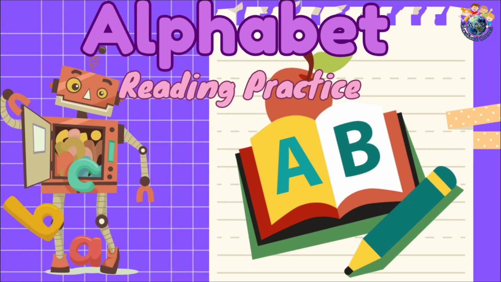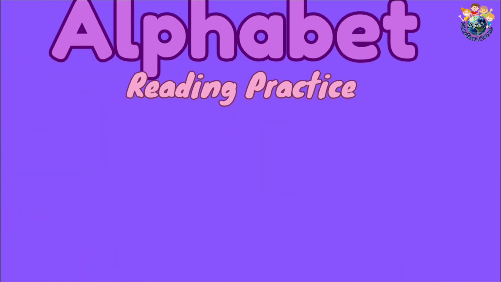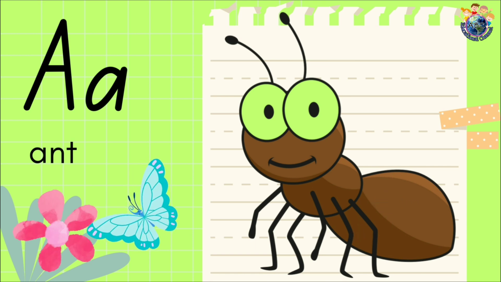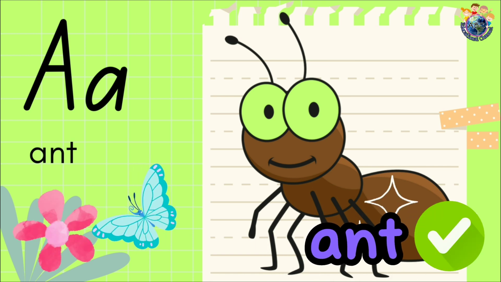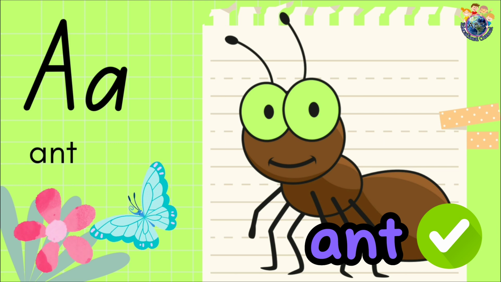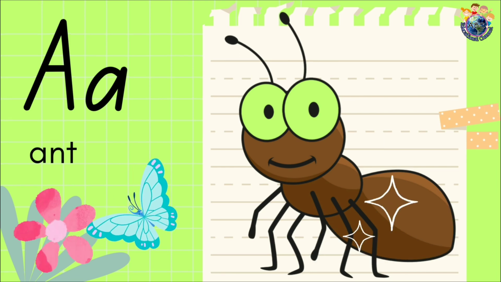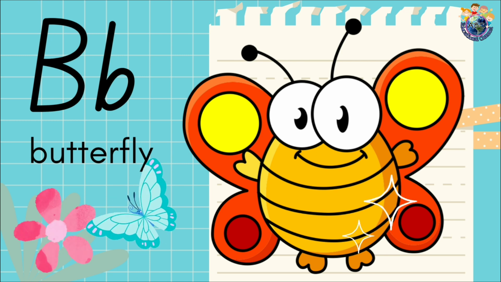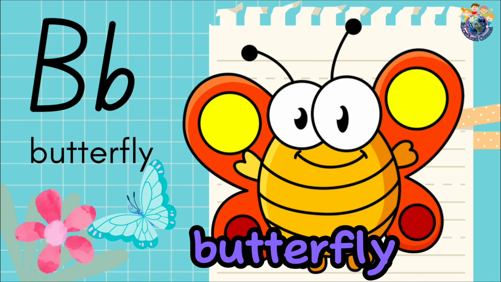Today, learn about English alphabet. Are you ready? A is for ant. Ant. B is for butterfly. Butterfly.